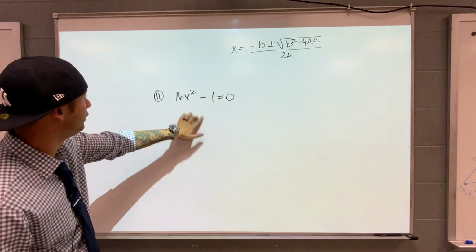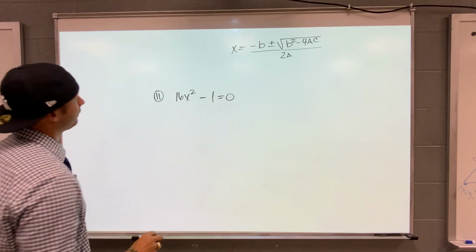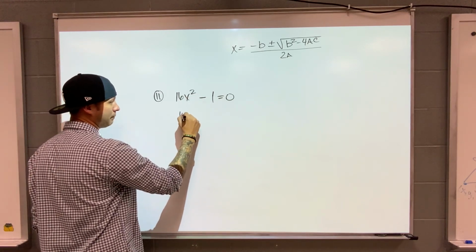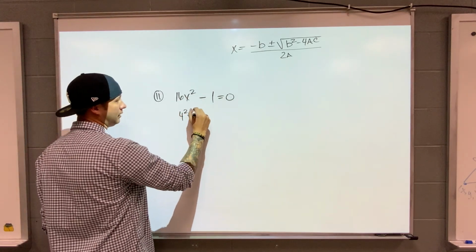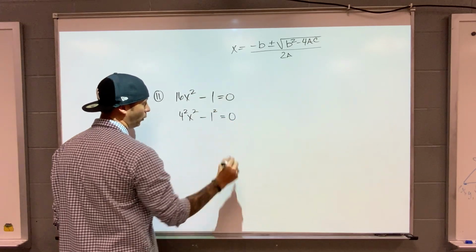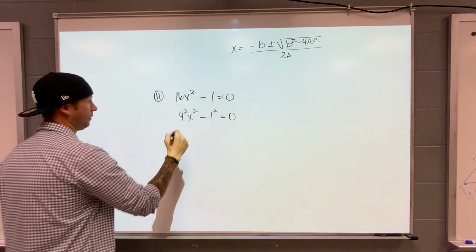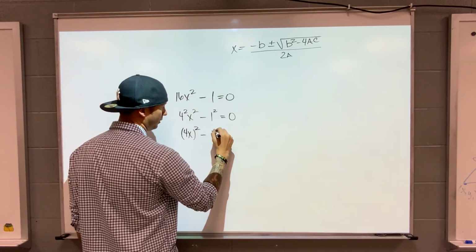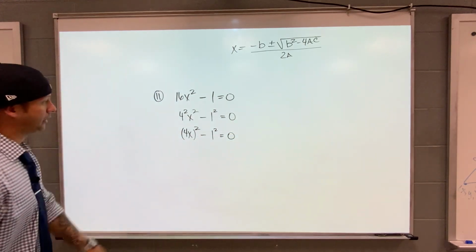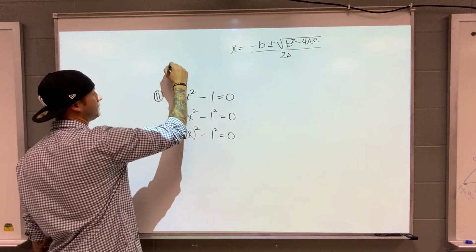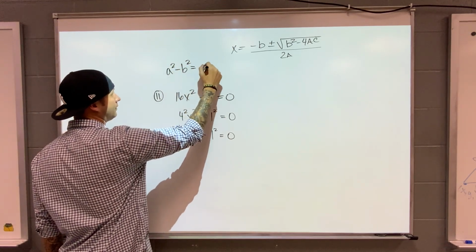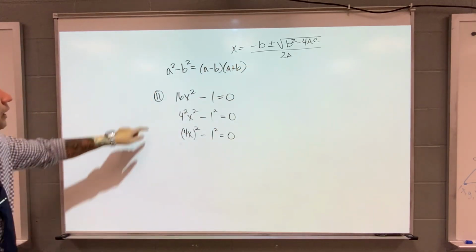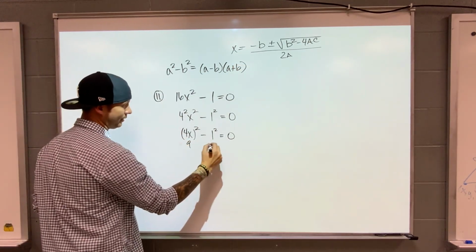Couple things. We could use a perfect square if we wanted. We haven't done that in a while, so let's try that. 16 is a perfect square. That means 4 squared, and x squared minus 1 is really 1 squared. Basically what I'm doing is a squared minus b squared, a minus b, a plus b. Now I'm applying this. So this is my a, this is my b.